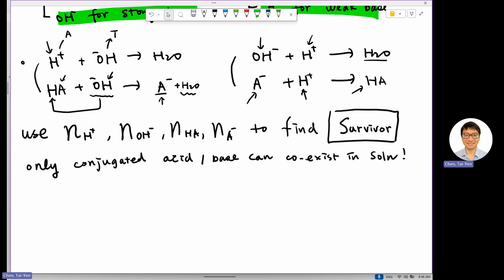Another example. Today, I have a weak acid, HA, titrated by a strong base, OH minus. Once I do that, I produce H2O plus A minus, right? So let's say I have 5 weak acid and 1 OH minus. Who will be the survivor?